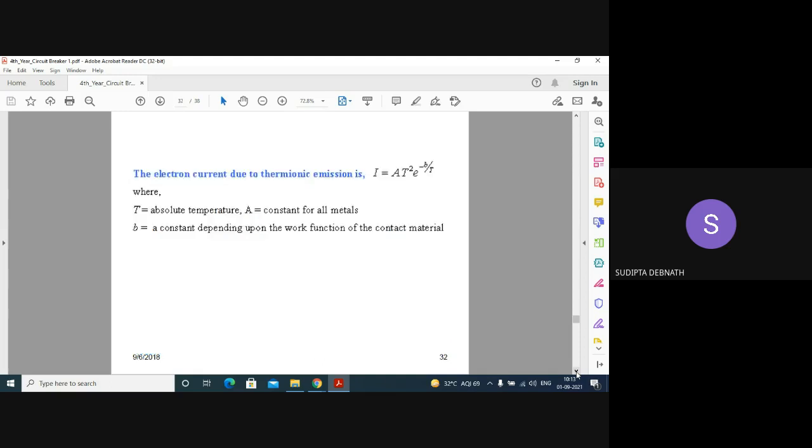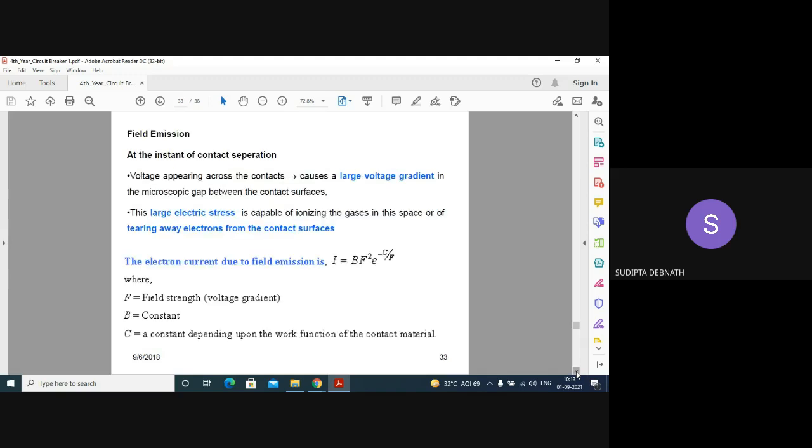Now this is the equation. The electron current due to thermionic emission is I = A T^2 e^(-b/T). Here b is a constant depending upon the type of contact material used in the circuit breaker. Okay, so this is about thermionic emission.